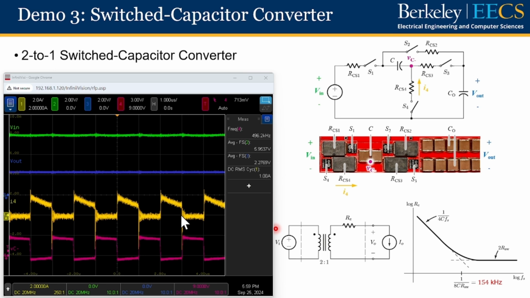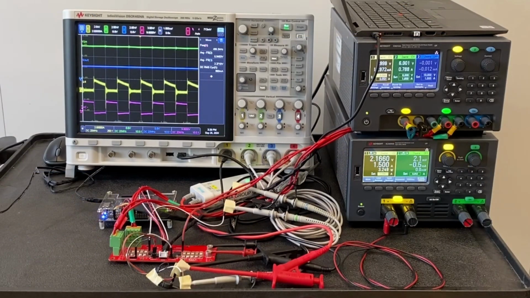That is because at higher switching frequency, the time we have in each switching period becomes smaller and smaller, so we have less time for the capacitors to get charged and discharged. This demonstrates how the switching frequency would affect the operation of a switch capacitor converter. That's all for today's demo. Thank you, and see you next time.